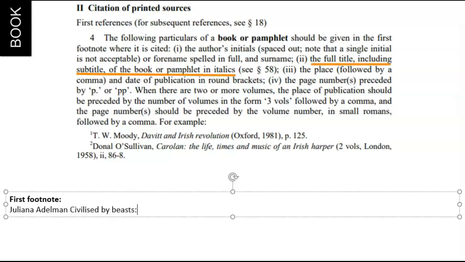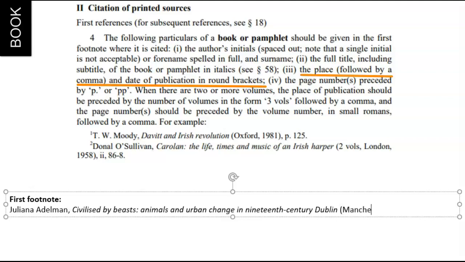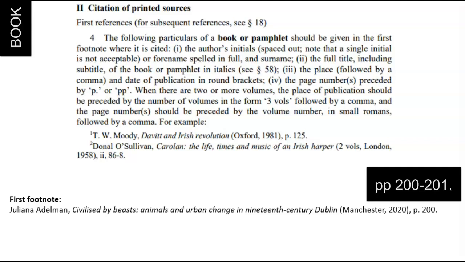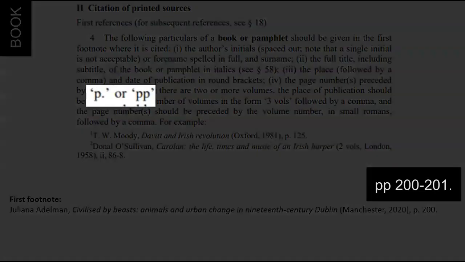Then we'll write the full title, including subtitle of the book, and we'll put it into italics. And we can see from the example that a comma and a space go between the author's surname and the title. Next comes the place of publication, followed by a comma and a space and the date of publication in rounded brackets. Then we put the page number preceded by a P dot, so P dot space 200, and a full stop goes after that. And again, we can see from the examples that a comma precedes the P dot. If the section you're referring to runs over a couple of pages, you would write PP and the page range. Notice in the examples that there's no dot after PP.